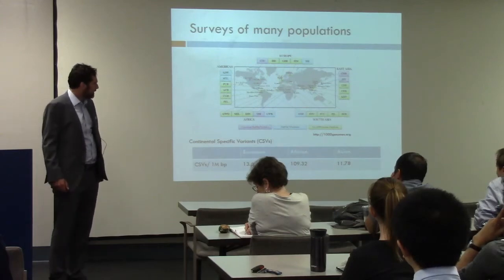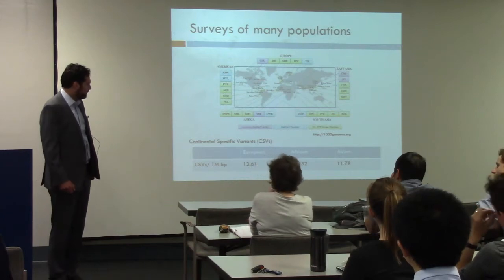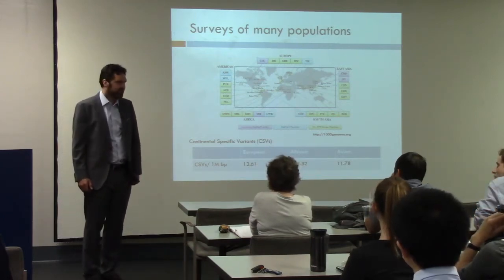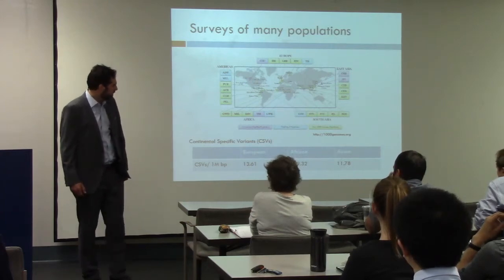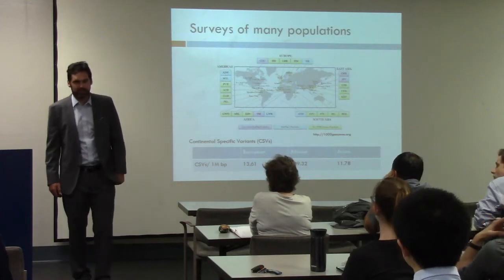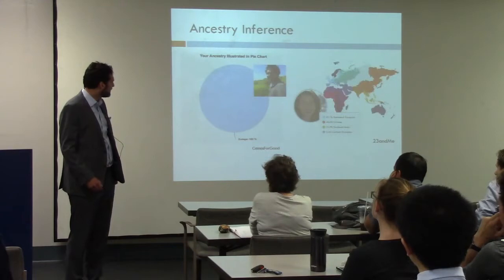When we look at the 1,000 genomes data that we have publicly available, we find that Europeans, on average, carry about 14 of these continental-specific variants in each megabase of their genome. Africans carry about 110, and Asians about 12 in every megabase of their genomes. These are important because they can tell us a lot about ancestry.